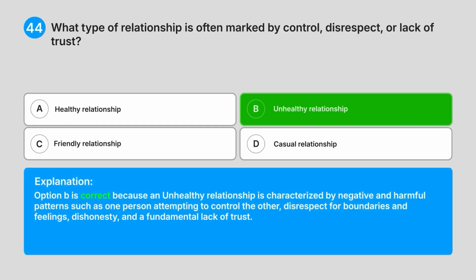Explanation: Option B is correct because an unhealthy relationship is characterized by negative and harmful patterns, such as one person attempting to control the other, disrespect for boundaries and feelings, dishonesty, and a fundamental lack of trust.